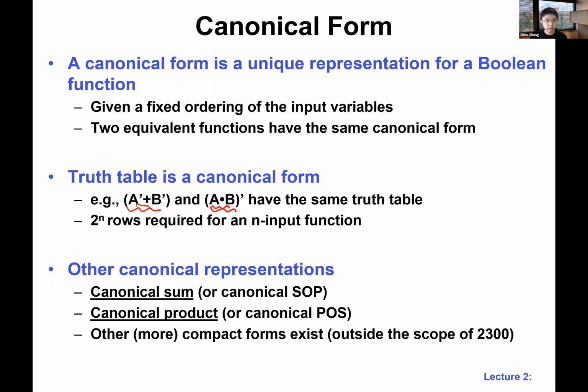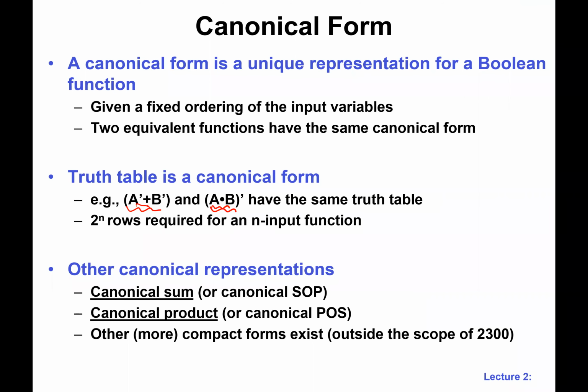This is actually outside of this lecture, and also the course. We're not going to touch on those. In this course, we're only going to look at truth table, this canonical sum and canonical product as the canonical forms. Any questions about the concept of this canonical form? Again, if you have two different functions, they are simply the same.